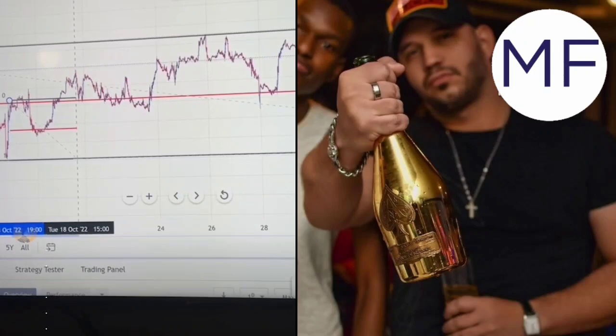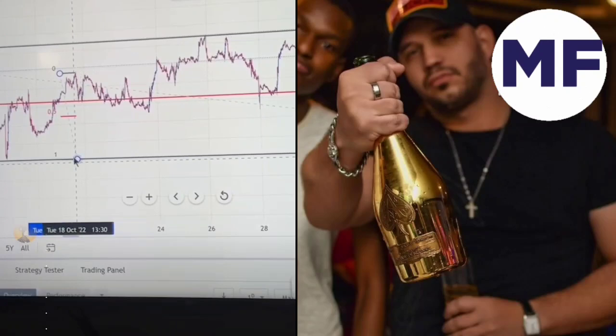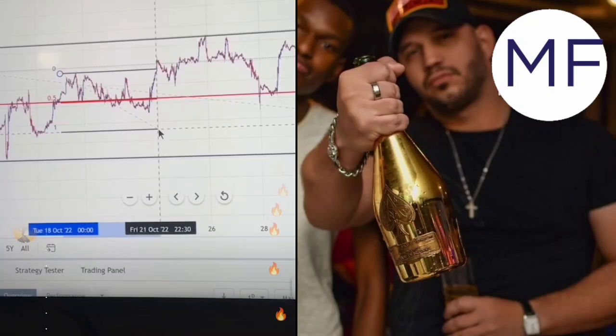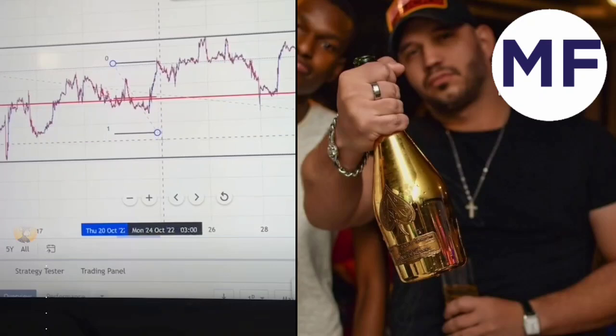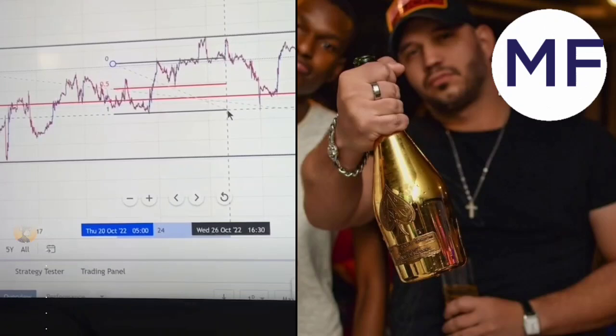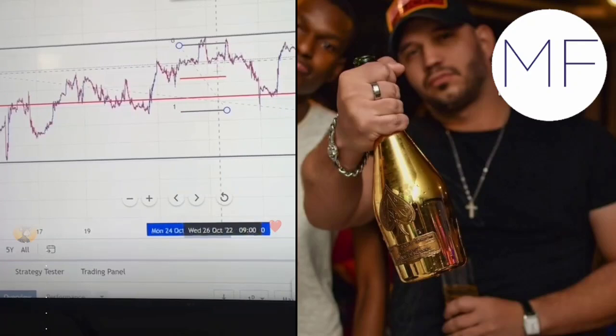We create a new high and we have a new low. Once again, we're lining up with my higher time frame. Price comes into discount. We then have a new high, a new low. Once again, price comes into discount. We have a new high and a new low.